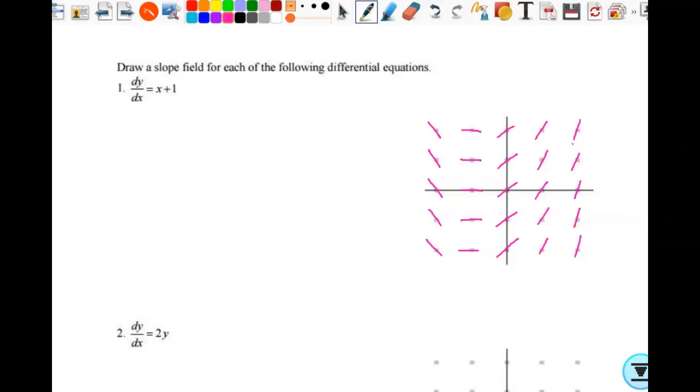Whenever dy dx is a negative number, we're going down.